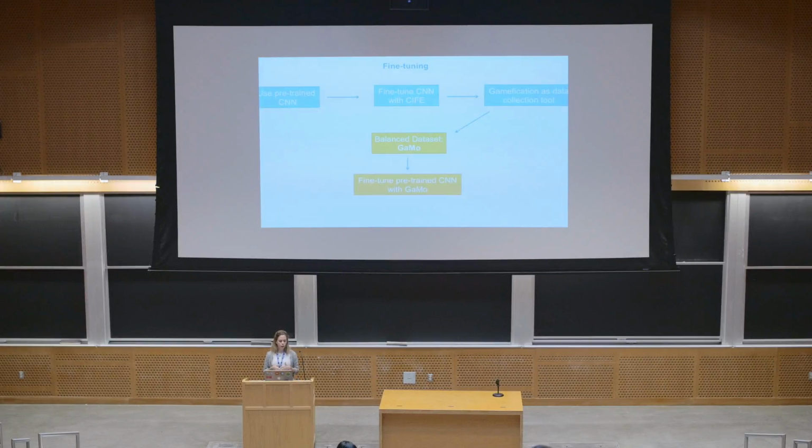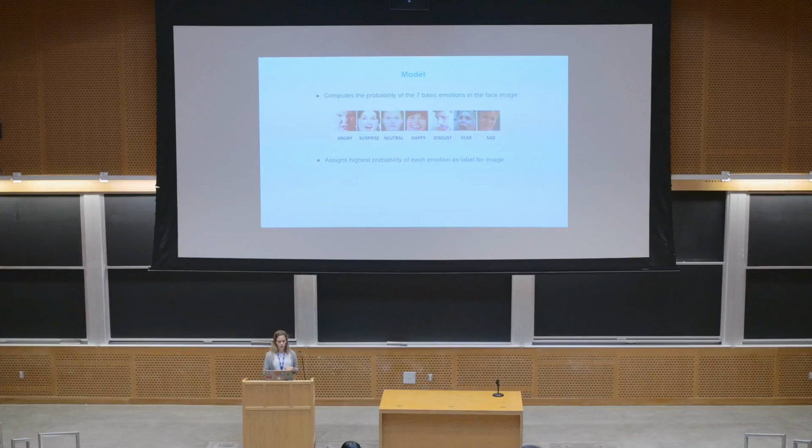So the process for collecting our own data set was using a pre-trained CNN and fine-tuning it with images collected from the web, and then creating a game tool to collect face images. From those images that we collected, we fine-tuned a CNN and created our emotion classifier. The model is able to predict 7 basic emotions in a face image, which are angry, surprised, neutral, happy, disgust, fear, and sad, and assigns the emotion with the highest probability as a label for that image.